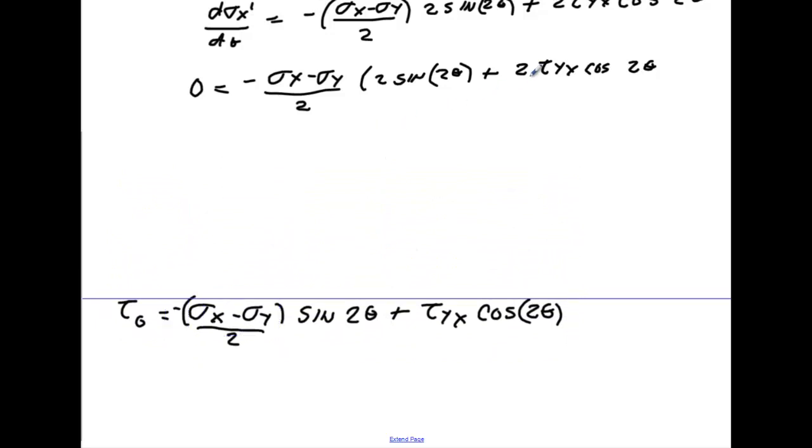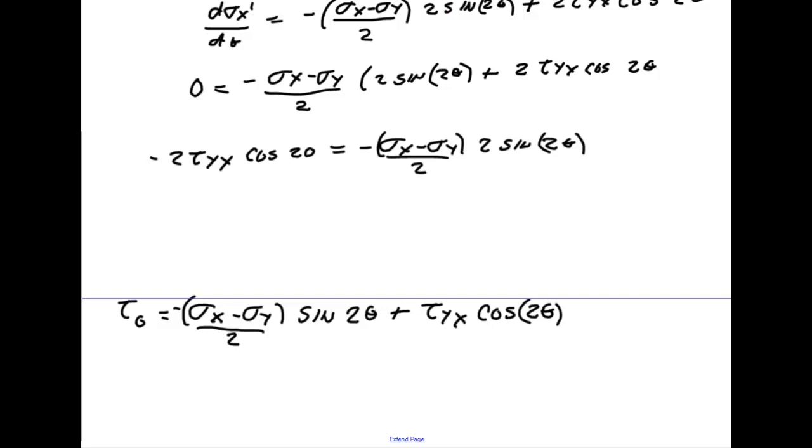Okay, so now I'm going to move this to the other side. When I do that, that gives me minus 2 times the shear times the cosine of 2 theta is equal to negative my normal x minus normal y, again that's in parentheses, over 2, and times the 2 times the sine of 2 theta. I might as well cancel out the 2's right now. So 2 here will cancel out here.